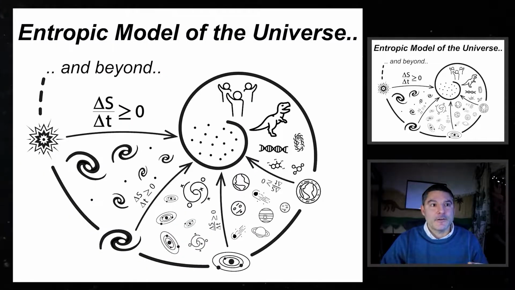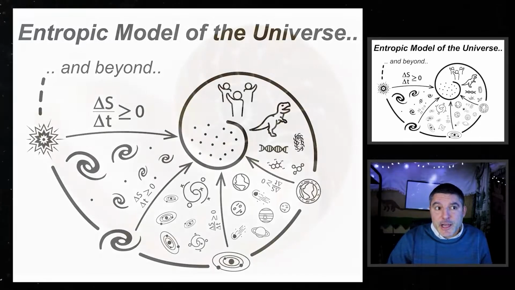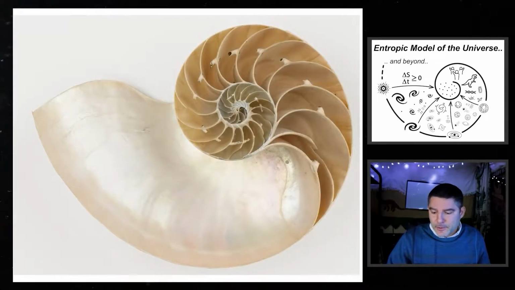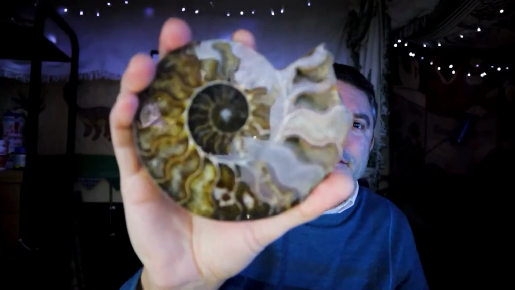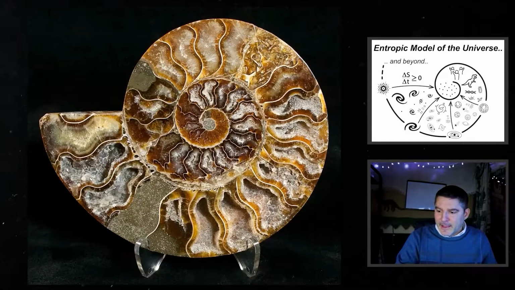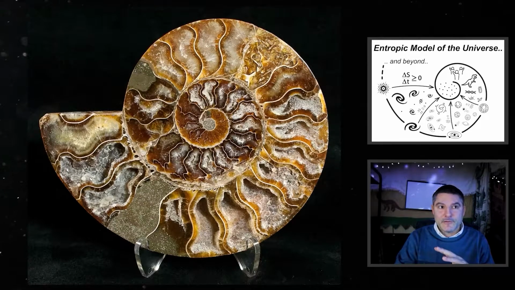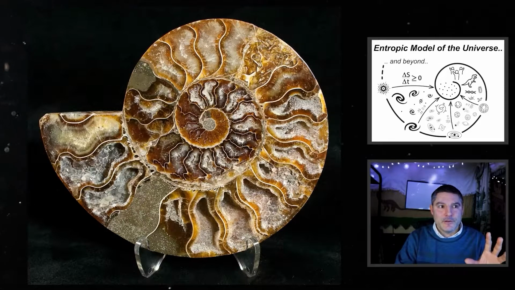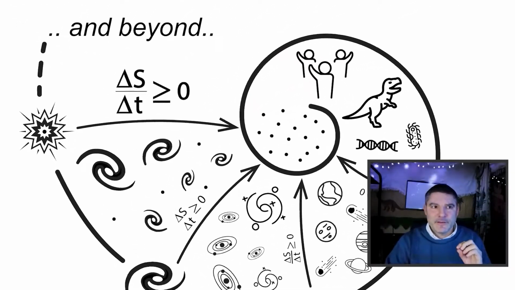So if we look at this model, it kind of looks like a seashell or a nautilus spiral. Here I've got a very old fossil of an ammonite, and it absolutely amazes me how nature is able to come up with something so perfectly mathematical. And so that inspired me to use this as the base for the illustration of the entropic model of the universe, because what applies to a larger scale has to also apply to a smaller scale.